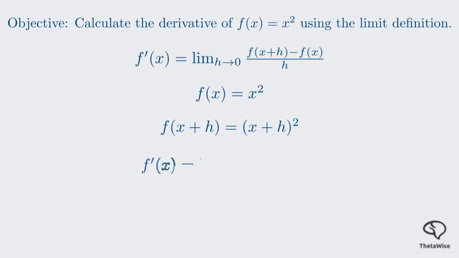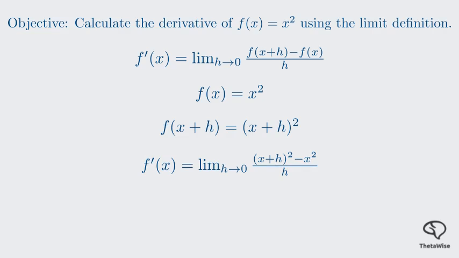F prime of x equals the limit as h approaches 0 of the quantity x plus h squared minus x squared, all over h. If we try to plug in h equals 0 right now, we get 0 over 0, which is an indeterminate form. This means we need to simplify the expression first.